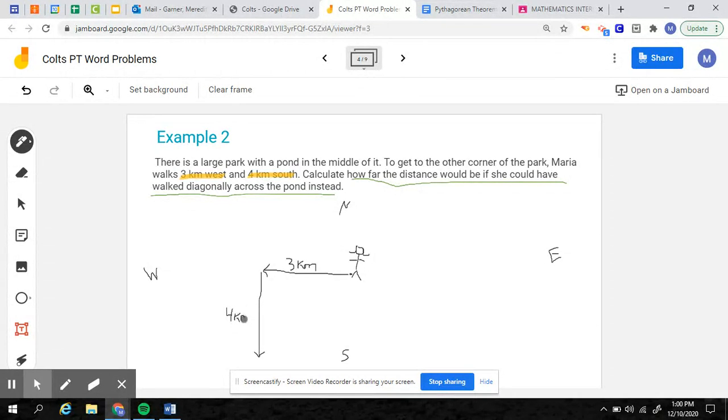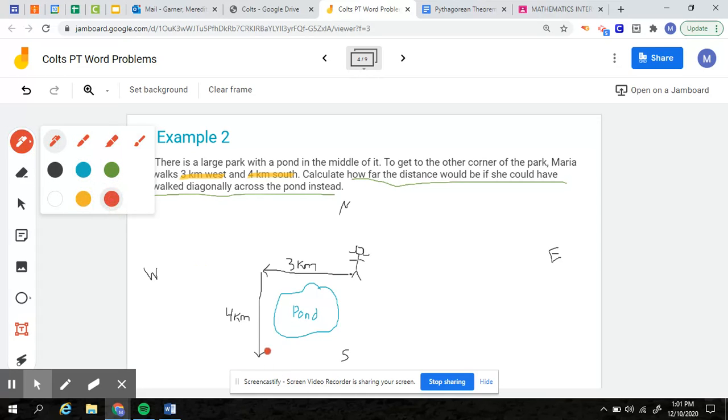So now I see where my problem is. I can kind of finish drawing in my problem. So here's where the pond would be, right? The pond is in the middle, which she's walking around. So here's the pond. And our question is, how far would the distance be if she didn't have to walk around it? What if she could go straight through the pond? What if she could walk on water? Okay, so what is that distance?